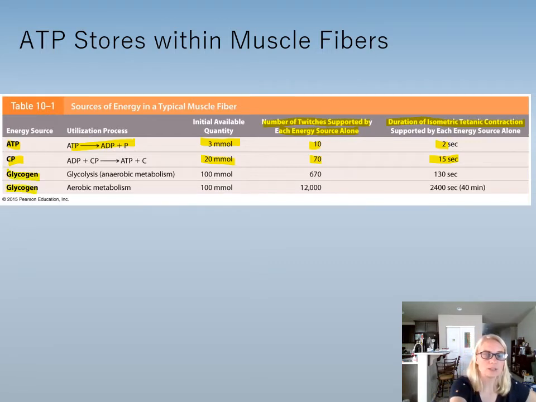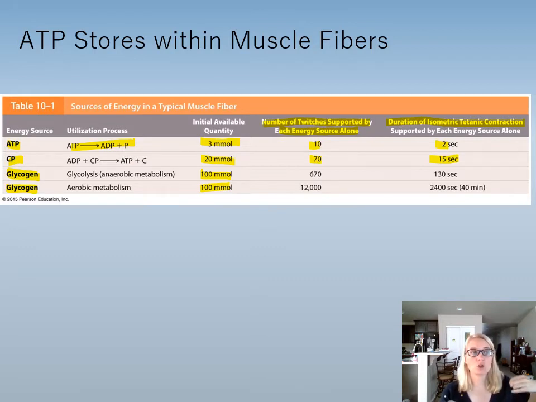Well, the last two rows are discussing glycogen. So remember, glycogen is hundreds and hundreds of molecules of glucose hooked together, stored in your muscles, stored in your liver, it's all over your body. We break down the glycogen to release the individual glucose molecules. All right, so we have the same amount, but with glucose, we can metabolize it in a couple different ways.